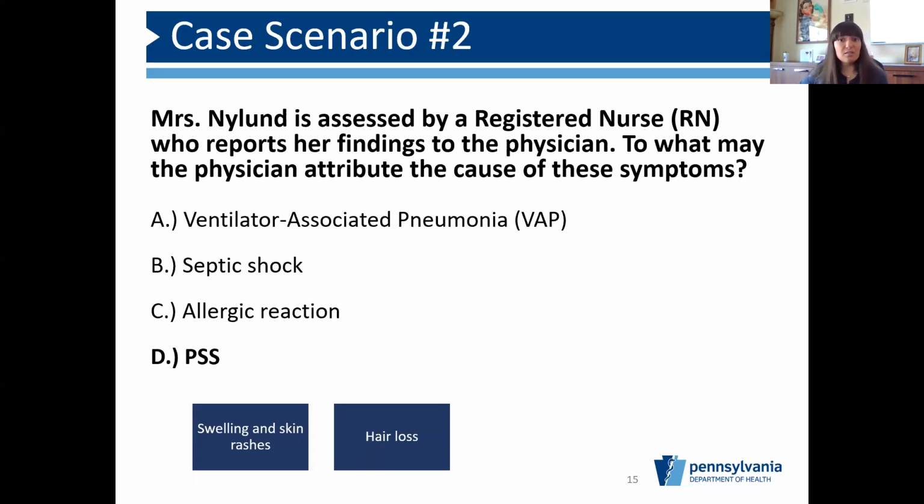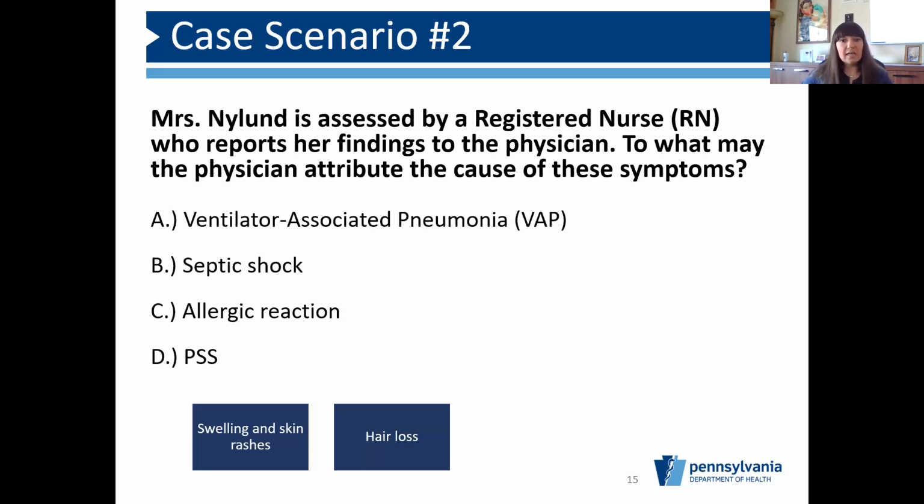So in this scenario, Mrs. Nyland had the skin rashes and the hair loss, so this could very well be PSS. And although ventilator-associated pneumonia could be developed during ventilator care, Mrs. Nyland didn't exhibit the VAP symptoms that we would typically see, and her condition would likely be far worse if she was in the stage of septic shock.